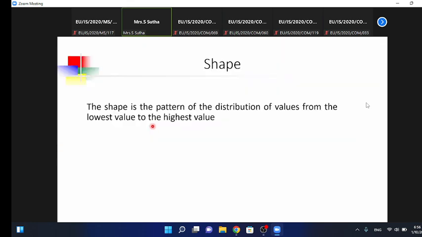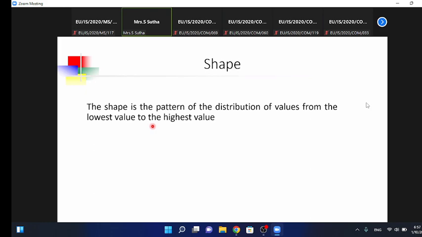Right. The last section of this one: shape. The shape is the pattern of the distribution of values from the lowest to the highest value. So here we are looking at how the data values are distributed from the lowest value to the highest value. That is described by the shape.